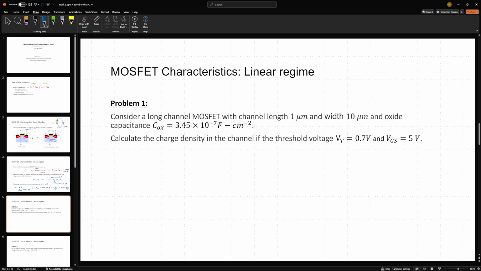So now let us solve some problems to see how these values turn out to be. So first, we are given a long channel MOSFET with channel length 1 micrometer, channel width of 10 microns, and the oxide capacitance is 3.45 into 10 to the power minus 7 farad per centimeter square. So this is capacitance per unit area. Now, first question is calculate the charge density if the threshold voltage is 0.7 volts and VGS is 5 volts.